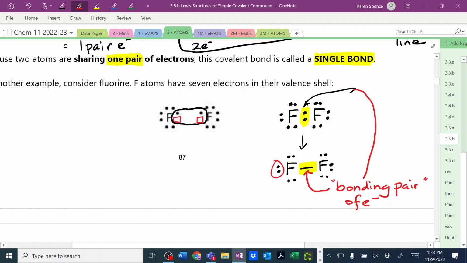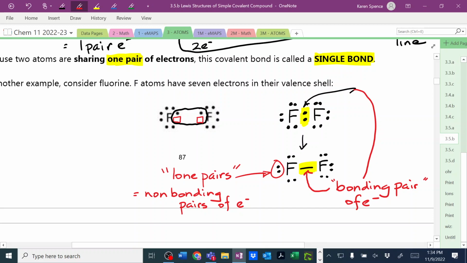Pairs on the outside, non-bonding pairs, are called lone pairs because they are alone, they are not being shared with anyone else. Lone pairs is what we call non-bonding pairs of electrons.